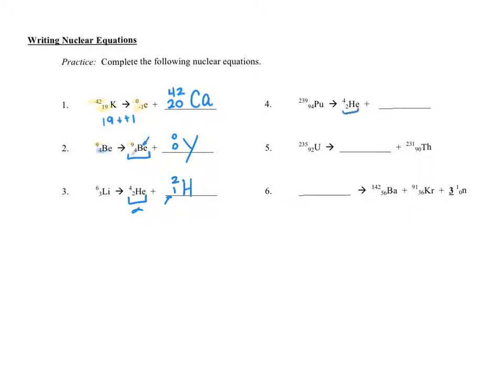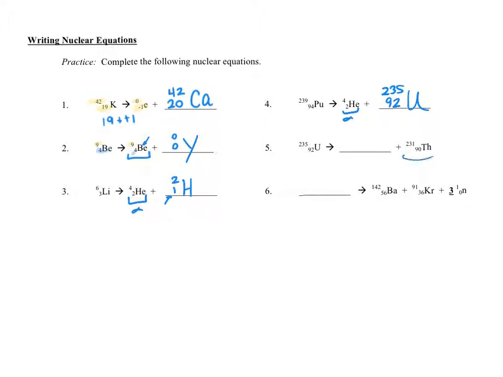Okay, this time again, this is an alpha, so I'm finding the daughter nuclide. So I'm going to do 239 minus 4 to get 235. And then 94 minus 2 to get 92. I look up 92 on the periodic table and find out that it is uranium.